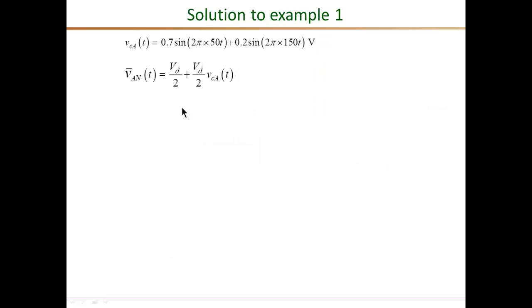It's straightforward. We just derive what VAN average is. It is VD over 2 plus VD over 2 times VCA, and VCA is known. Therefore, with a 100 volt DC voltage, as you saw in the previous slide, the DC offset is 50 volts, and the signal is amplified by a factor of 50. So the 50 Hz component is 35 and the 150 Hz component is 10.